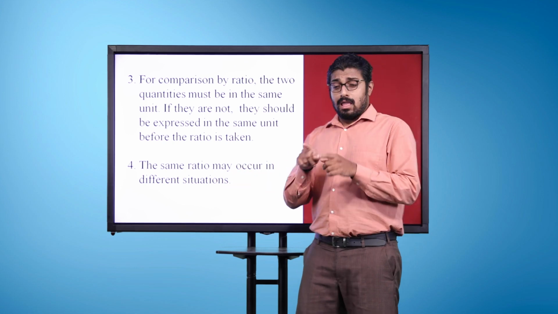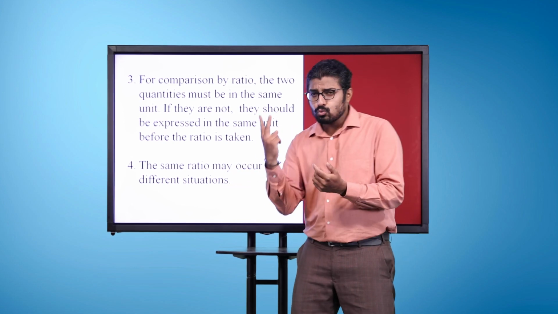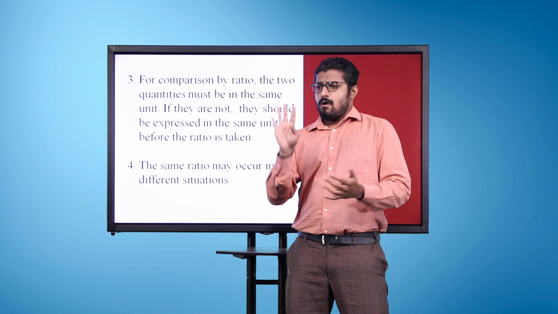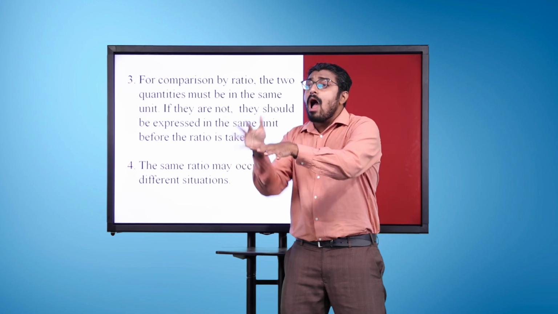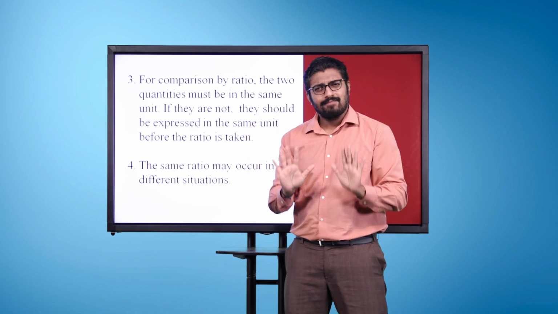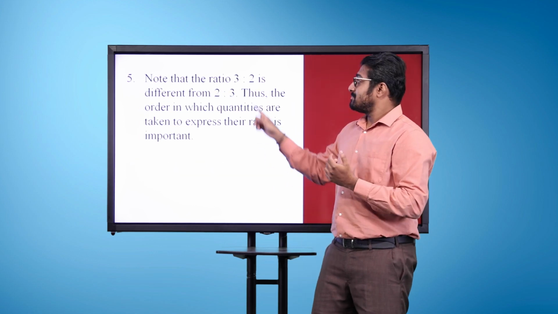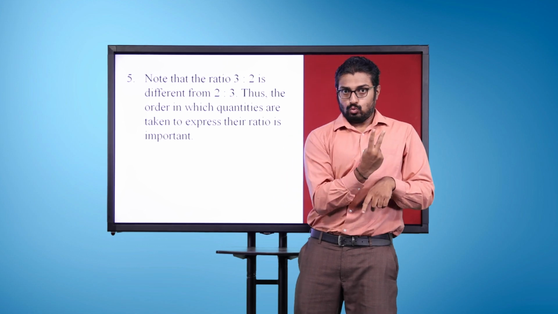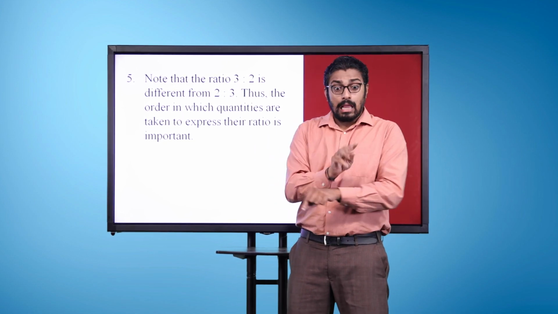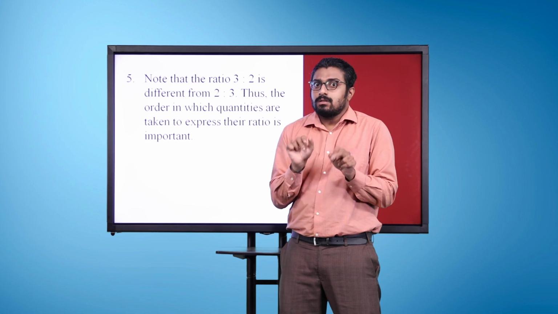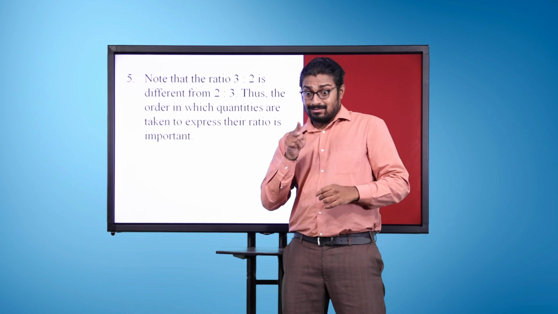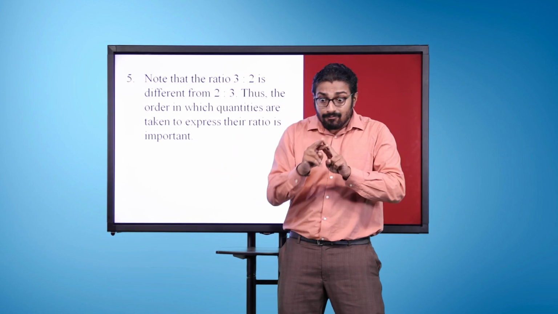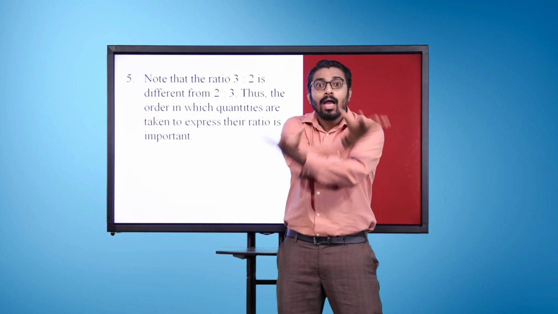Four. The same ratio may occur in different situations. Five. Note that the ratio 3:2 is different from 2:3. Thus, the order in which quantities are taken to express their ratio is important.